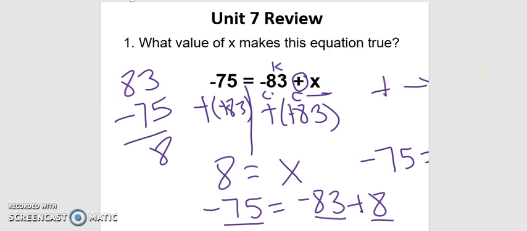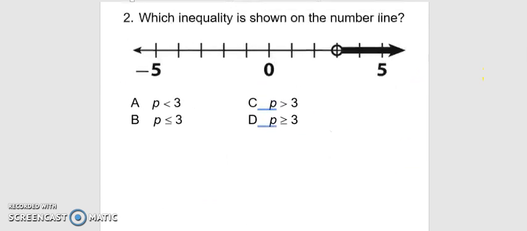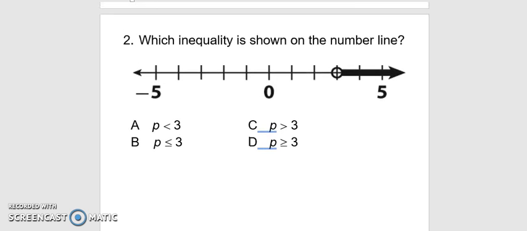So now on to number 2. Number 2 says, which inequality is shown on the number line? This is 1, 2, 3. So the open point here is on the 3, so I know that 3 has to be my number.